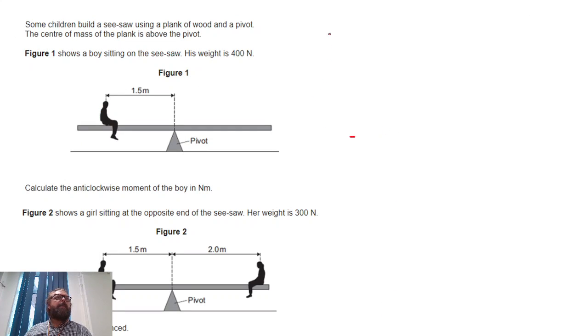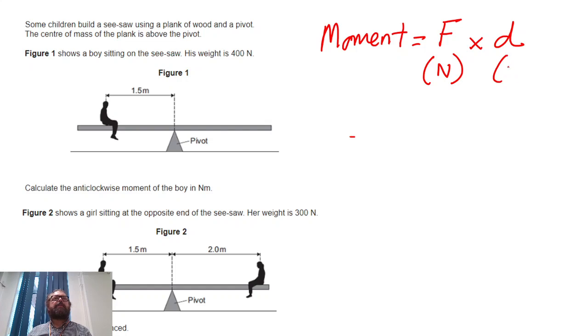Okay, let's go on and look at moments. You need to recall that the moment of a force is the size of the force times the distance from the pivot. Forces are measured in newtons, distances are measured in meters, so the unit of a moment is a newton meter. This example here is straightforward. Calculate the moment of the boy.